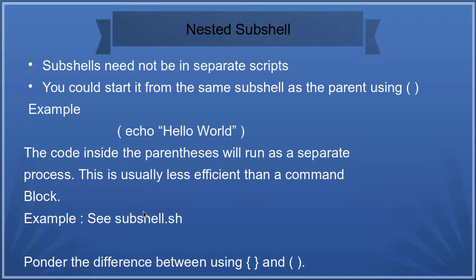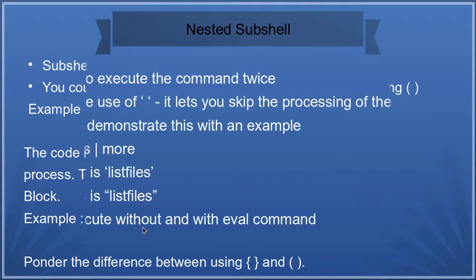If you remember the command block, we had used this symbol, the one at the bottom, the curly braces. That was what is used as a command block, and for a subshell we use this. In a command block the process runs in the ID of the parent shell itself, but in a subshell it actually creates a new process. Let us take a look at the example of subshell.sh and see how we can do it.